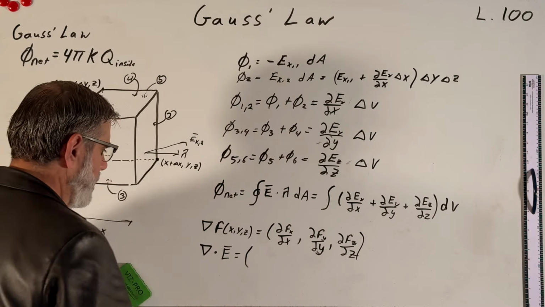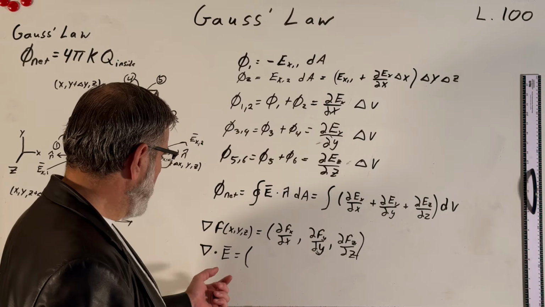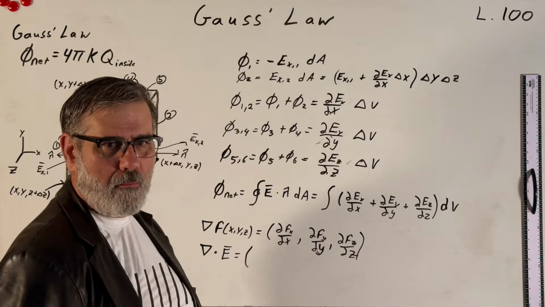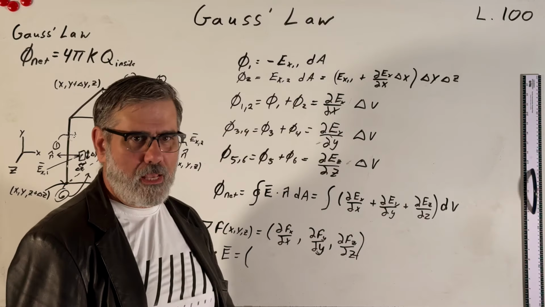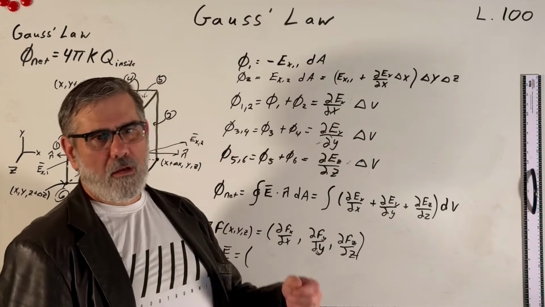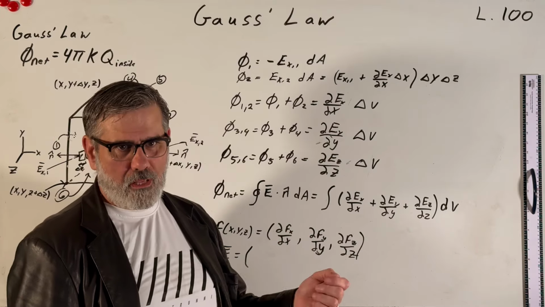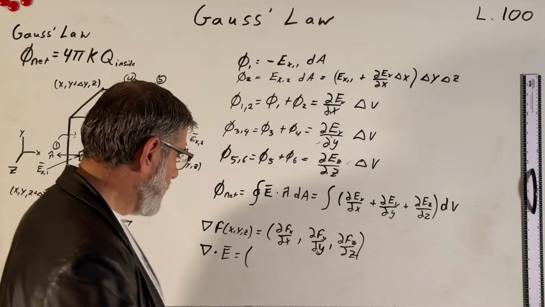Where you just simply sum the components, right? It's the product of each of the components one at a time. So A dot B is A sub x times B sub x, plus A sub y times B sub y, plus A sub z times B sub z. And that's what you get here.